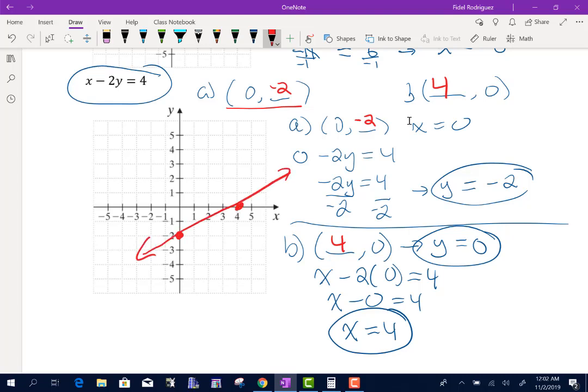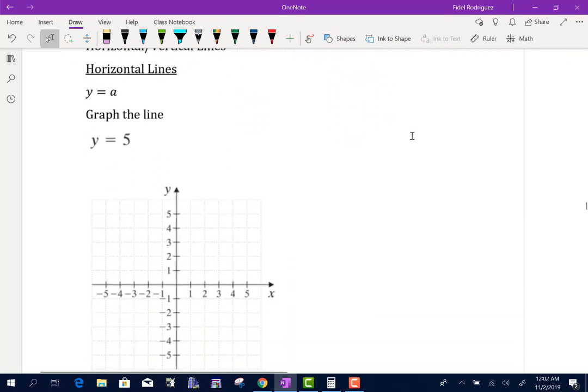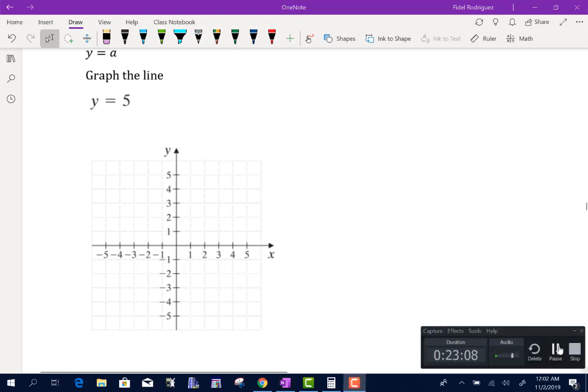And we can draw our line. And we got it. Okay. All right, so let me keep scrolling here, see what else we got. Oh, we got horizontal and vertical lines. Okay. So give me 1 second.